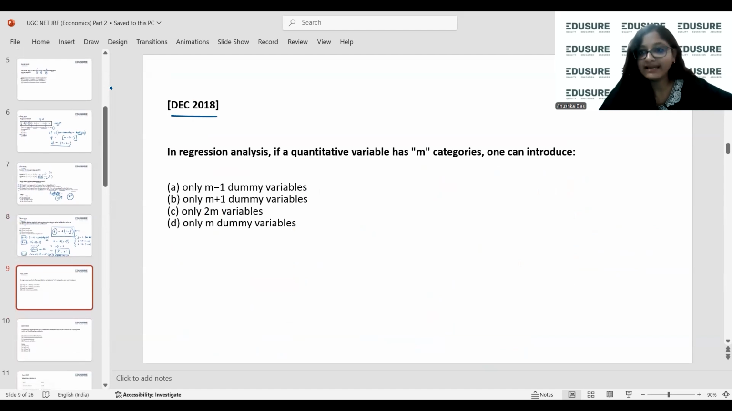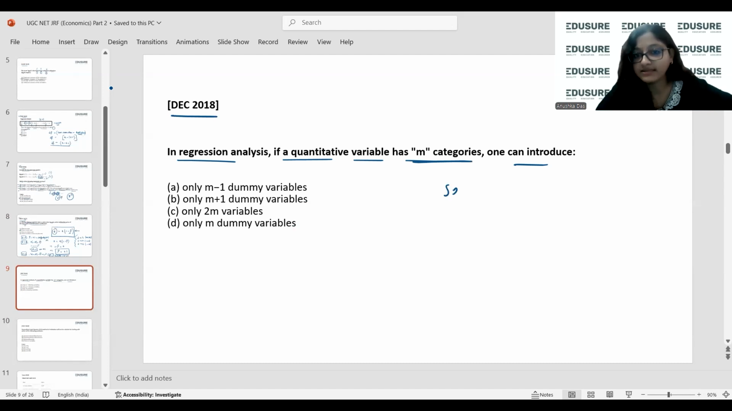Let's move to the 2018 December paper. In regression analysis, if a quantitative variable has m categories, one can introduce how many dummy variables? So this is also an important concept of dummy variables. As I've told you previously, a dummy variable is used for qualitative variables. Qualitative means categorical variables, which you cannot express as numbers.